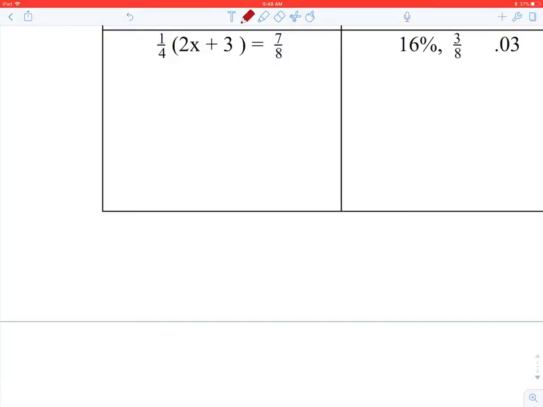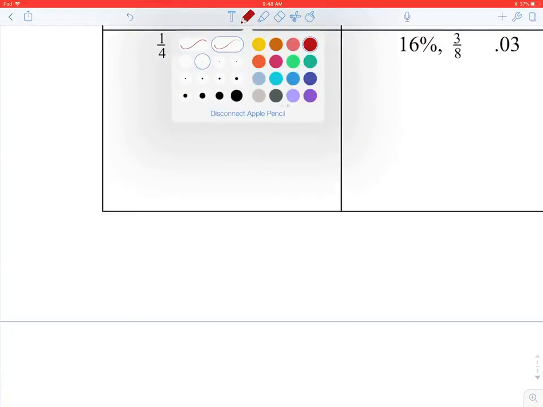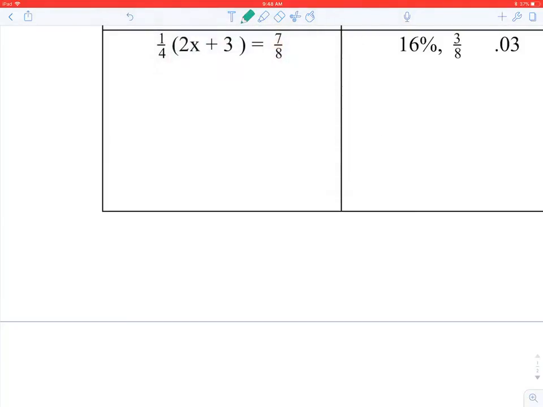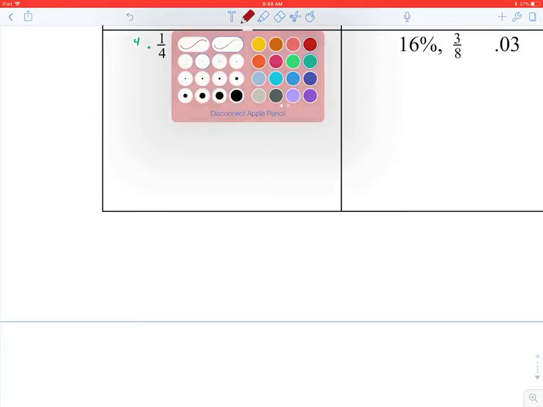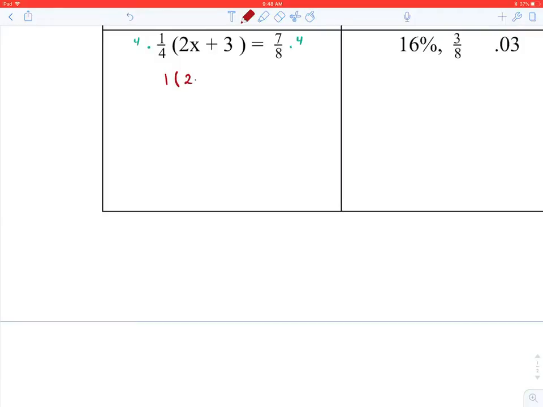Okay, the last one that we've got: 1/4 multiplied by the quantity of 2x plus 3 is equal to 7/8. So I want to get rid of that 1/4. What do I do to get rid of 1/4? I'm going to multiply by 4, because that's the reciprocal of 1/4. 4 times 1/4 is going to cancel out to equal 1. 2x plus 3 is equal to, I'm going to cross simplify a little bit here, 2, 1, 7 times 1 over 2. Okay, so I ended up with a fraction.